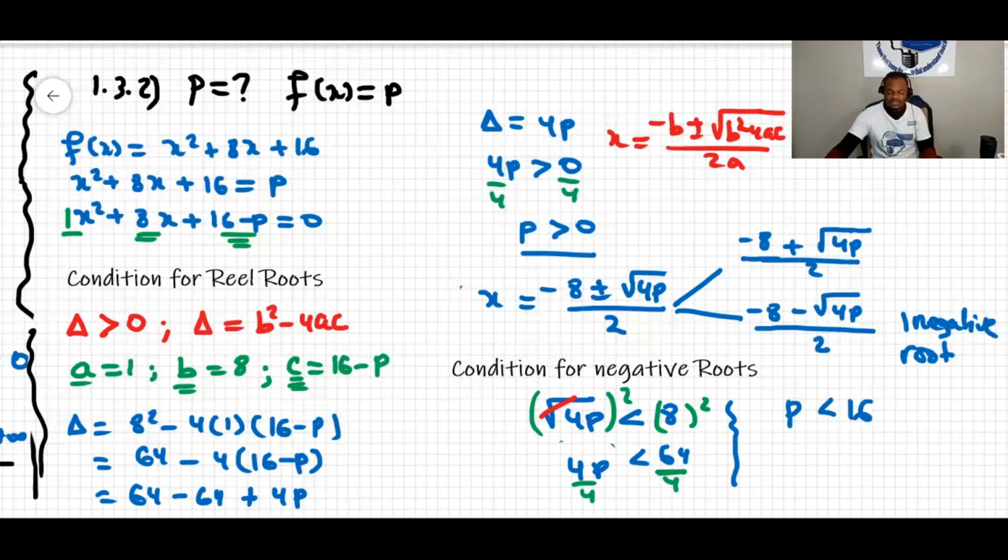Now we have two conditions here. The first condition, p must be greater than 0. The second condition is p must be less than 16. So greater than 0, less than 16 makes p in between 0 and 16. So we write the solution must be 0 less than p less than 16. Thank you.